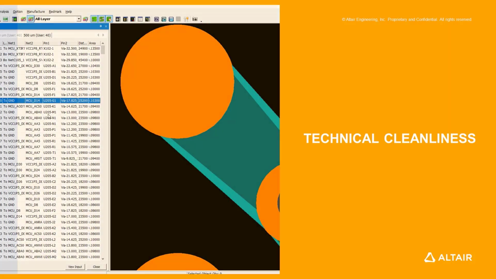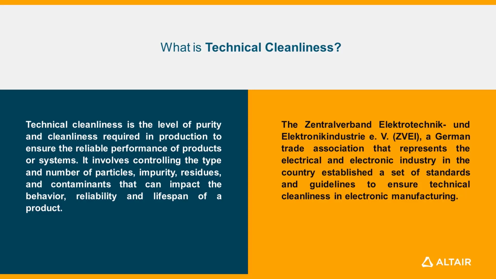So, what is technical cleanliness? Technical cleanliness is defined by standards as the absence of particles which might impair production processes and/or affect the performance of a product or system.